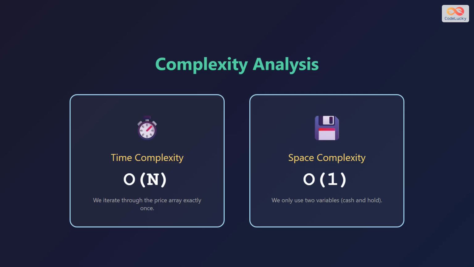This solution is highly efficient. The time complexity is O of n because we pass through the prices array exactly once. The space complexity is O of 1 because we only need two variables to keep track of our states, regardless of how many days of data we have.